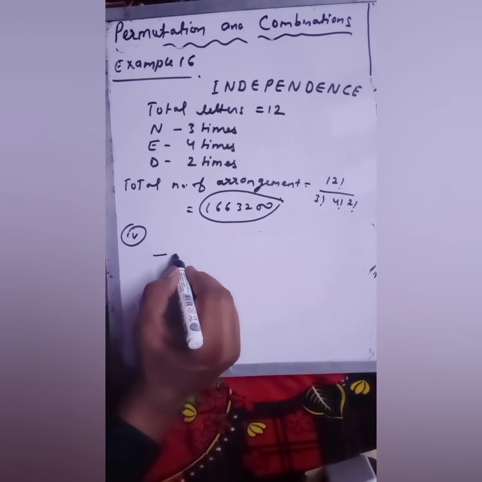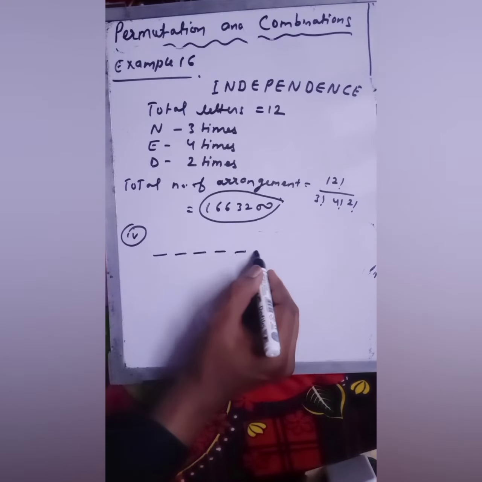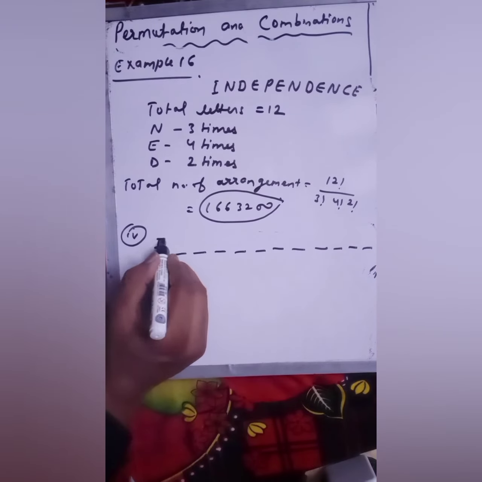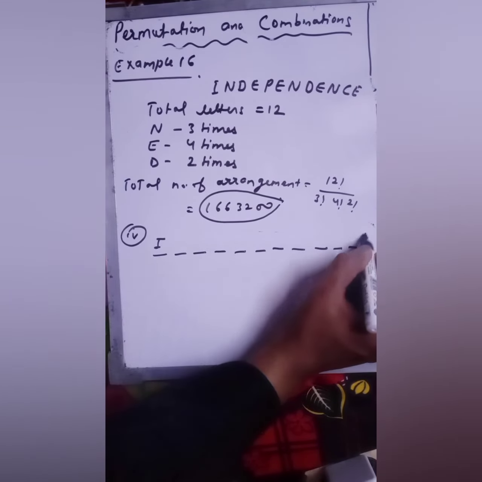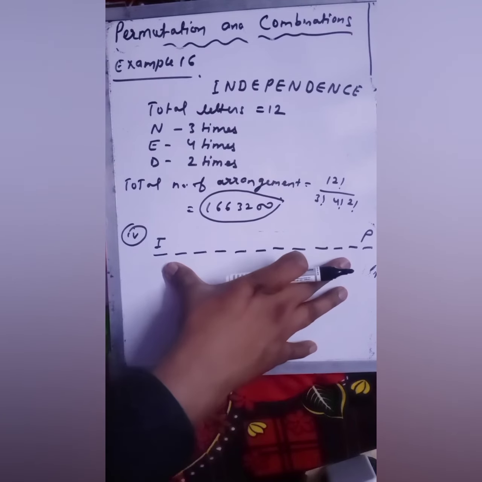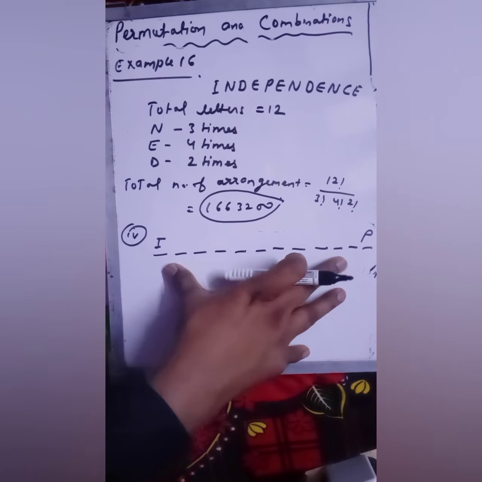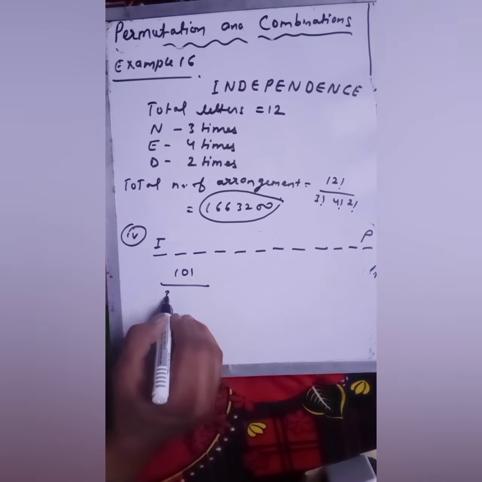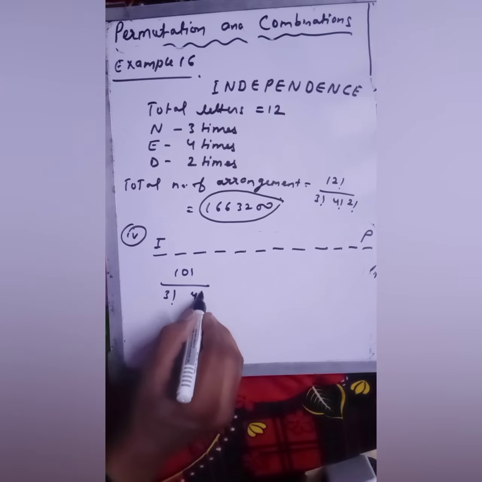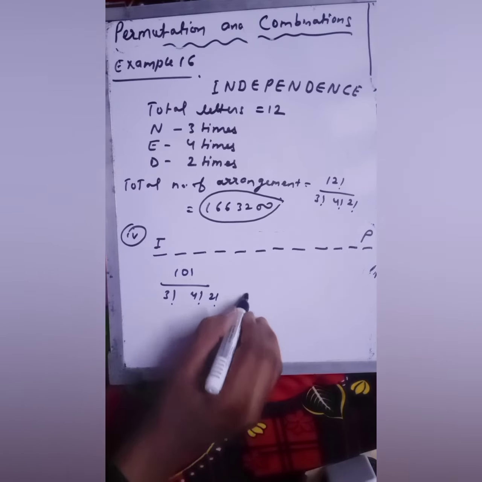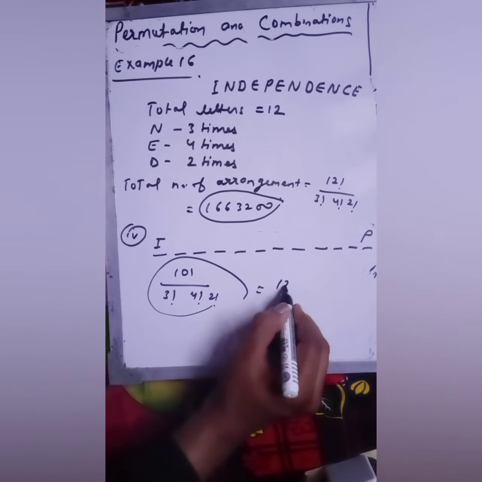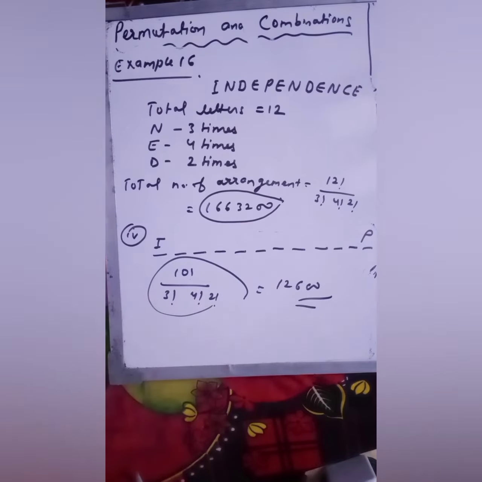The word has 12 letters, 1 2 3 4 5 6 7 8 9 10 11 12. So it will start with I and end with P. So there are 10 choices you have in between. So 10 factorial over, the repeating part: N is repeating 3 times, E is repeating 4 times, and D is repeating 2 times. When you solve this, you will get the answer 12600. So this is the answer of the fourth part.